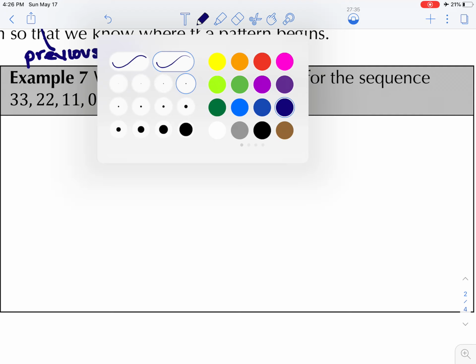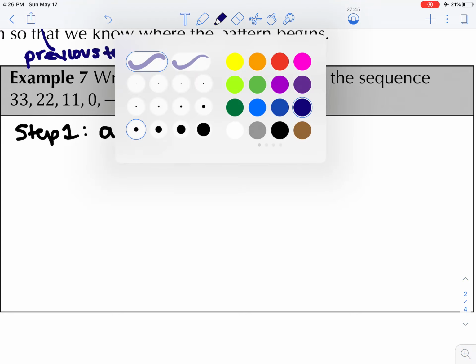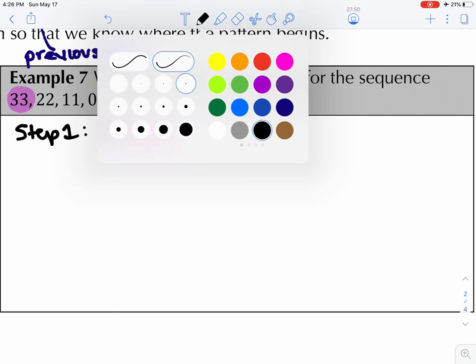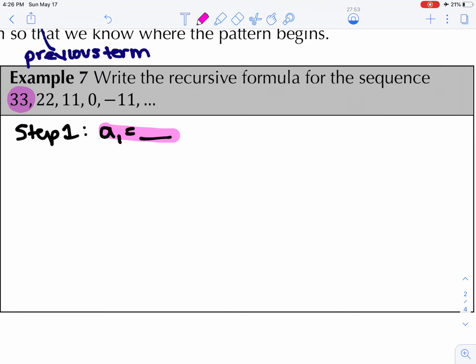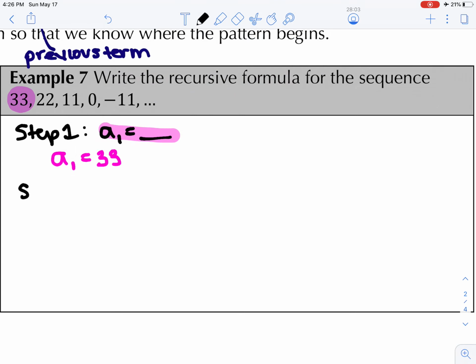We're going to follow the same kind of recipe here. Step 1: we need to identify a sub 1. So what is a sub 1 equal to? We'll do that from inspection of our sequence. We're given a sequence of terms, and we aren't led to believe that a sub 1 would be anything other than that very first term listed. So a sub 1 equals 33. Our second step is to find our common difference, that value of d.